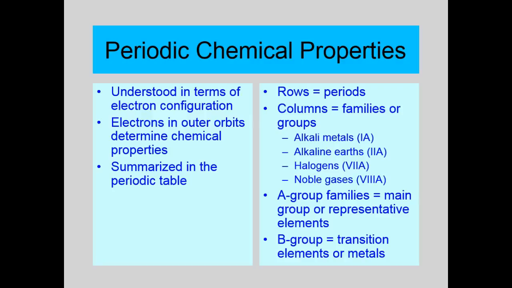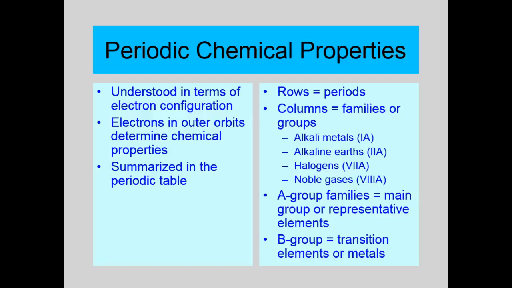Okay? Now, the A group families, these are the 1A, 2A, 3A, 4A, 5A, 6A, 7A, and 8A. These are basically the S and P electrons. The main group are representative elements. Now, what the number means for you is how many electrons are in the outer shell. 1, 2, 3, 4, 5, 6, 7, and 8.